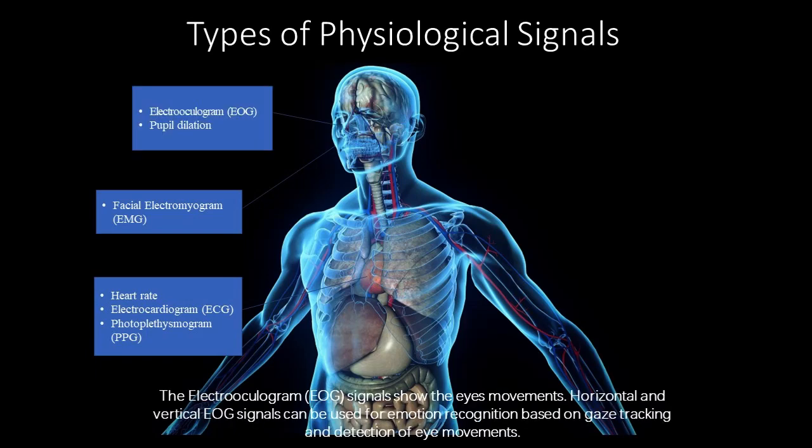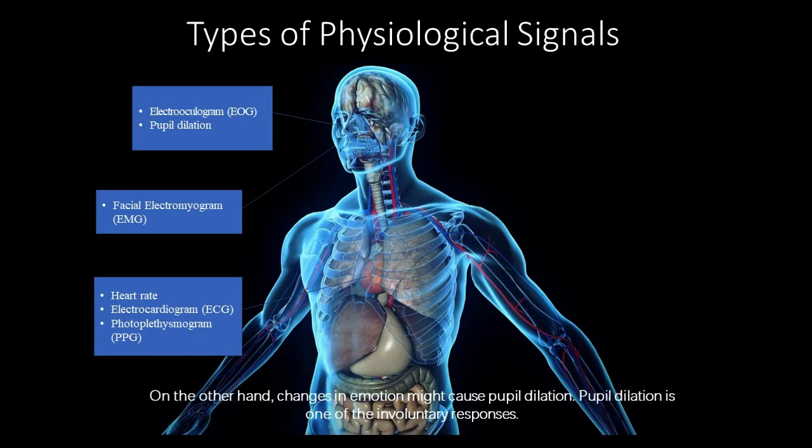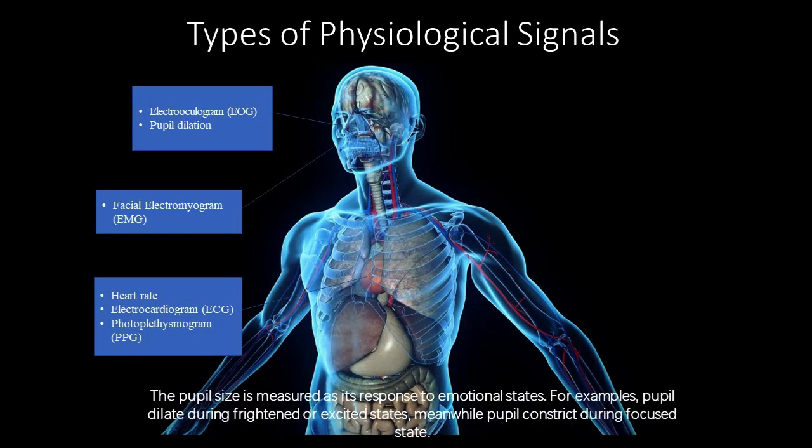The electrooculogram, EOG, signals show the eye's movements. Horizontal and vertical EOG signals can be used for emotion recognition based on gaze tracking and detection of eye movements. On the other hand, changes in emotion might cause pupil dilation. Pupil dilation is one of the involuntary responses. The pupil size is measured as its response to emotional states. For examples, pupil dilate during frightened or excited states, meanwhile pupil constrict during focused state.